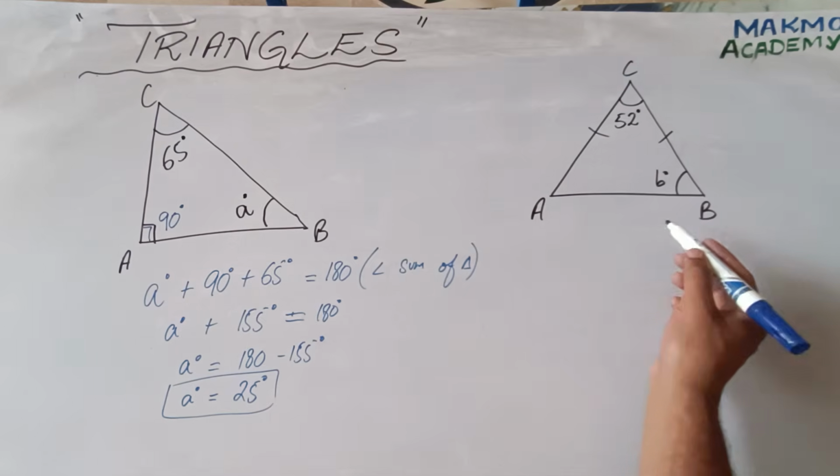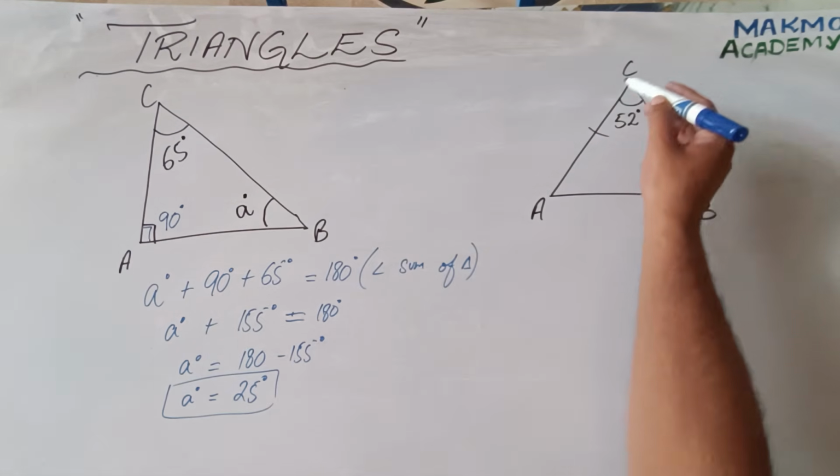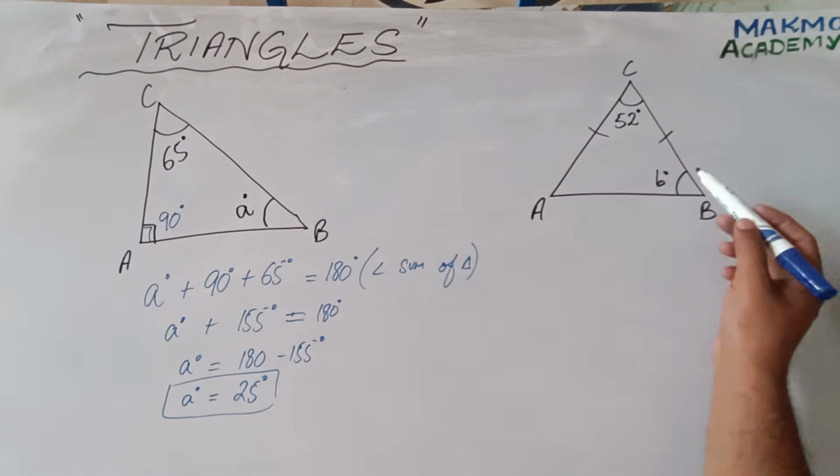Now similarly we have this problem. In this problem you can see that line AC and line BC are equal to each other.